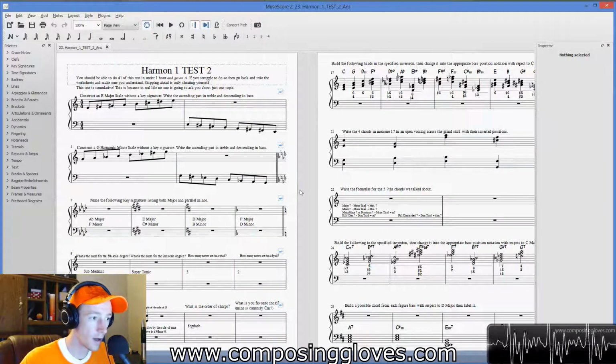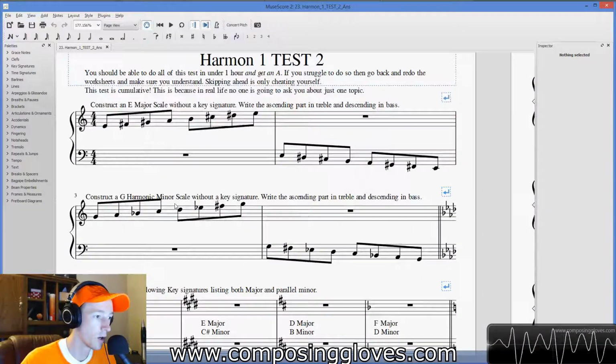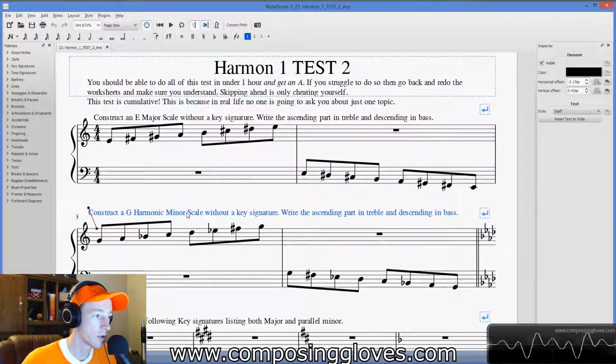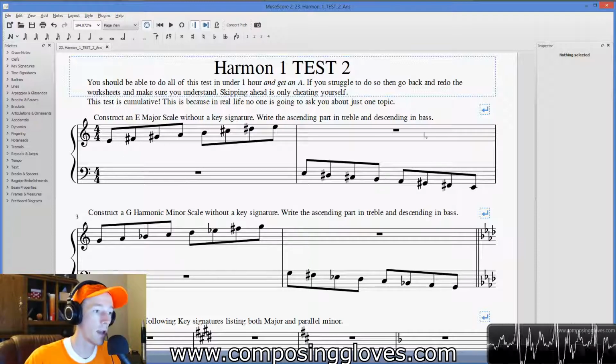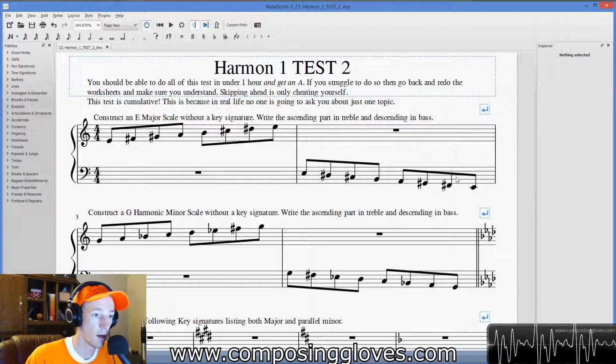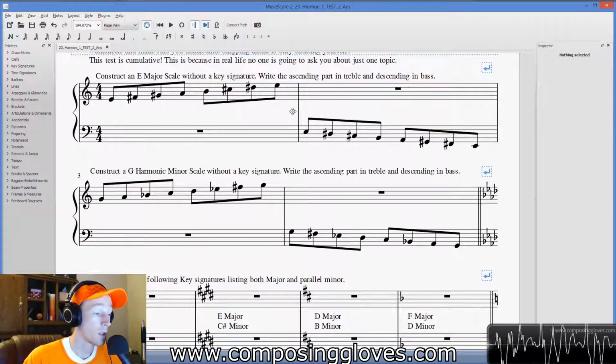So you've taken it now, you've looked at it, you've given it a good go. Let's look at the answers here and see how you did. So here is the scale for E major. This is it, as requested. So there you go. Hopefully you got that one right.